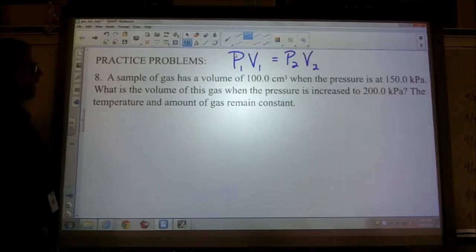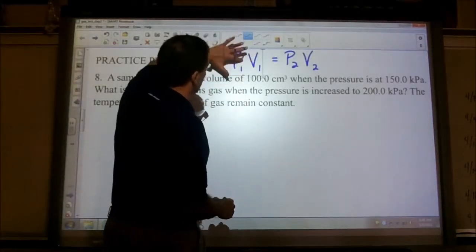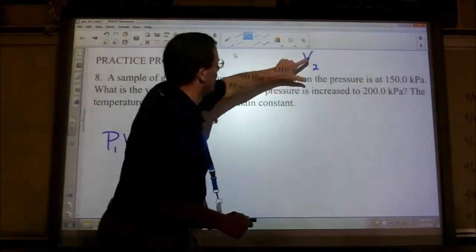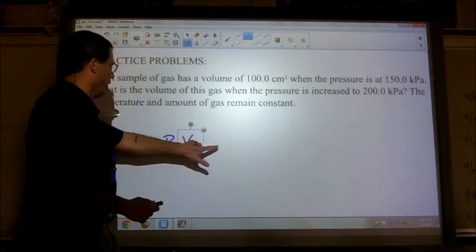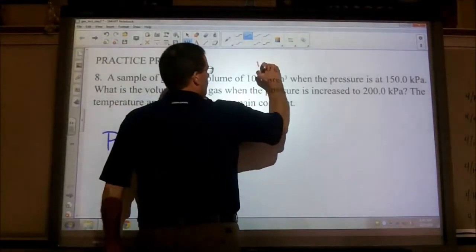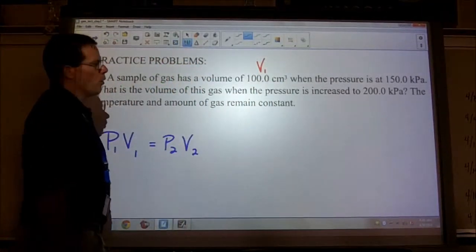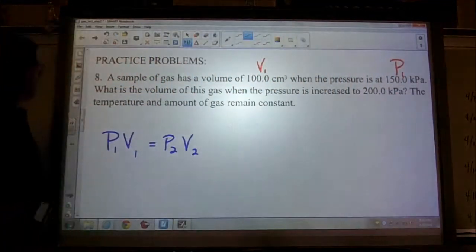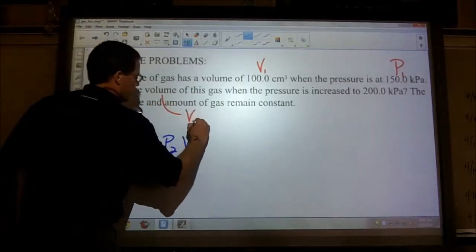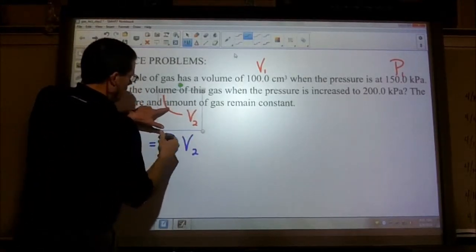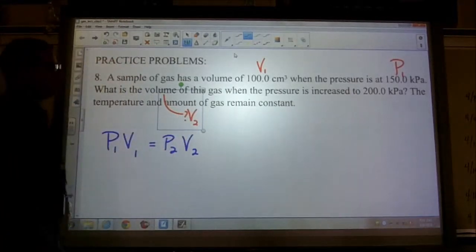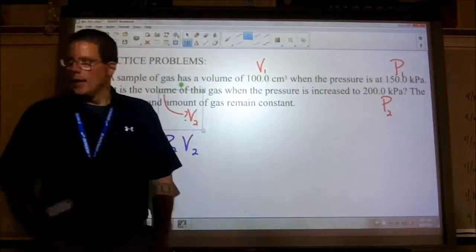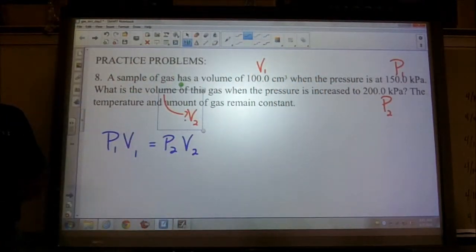The question says a gas has a volume of 100 centimeters cubed when the pressure, our initial pressure, is 150 kilopascals. What is the volume when the pressure is increased to 200 kPa? You may notice that those numbers look very similar, but the units are different.